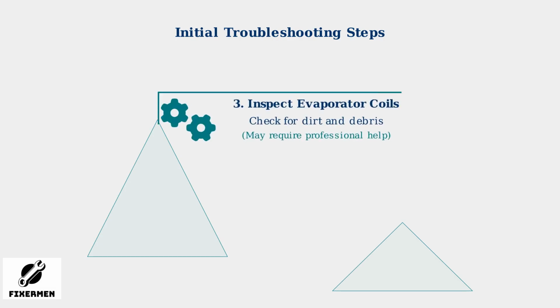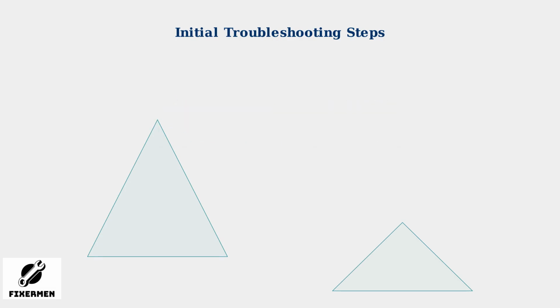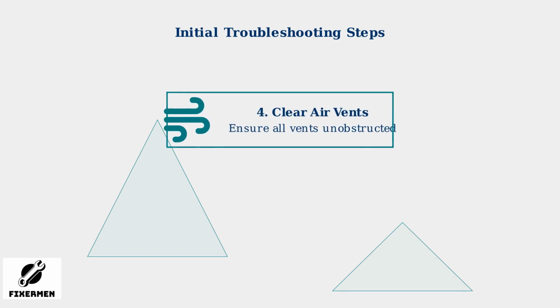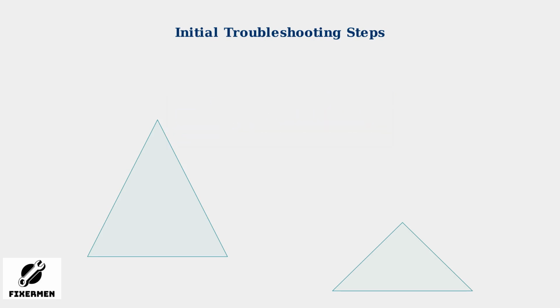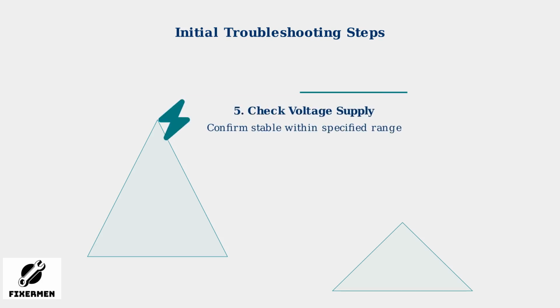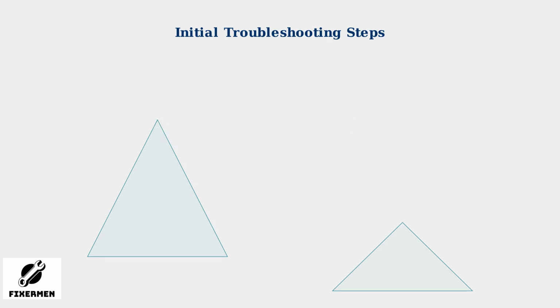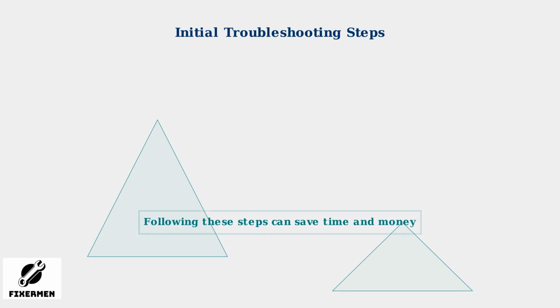Inspect the evaporator coils for dirt and debris. If they're dirty, cleaning them may require professional help to avoid damage. Ensure all air vents are clear and unobstructed. Blocked vents can restrict airflow and trigger overload protection. Finally, confirm that the voltage supply to the unit is stable and within the specified range to prevent electrical overload. Following these initial troubleshooting steps can save you time and money by resolving the issue without a service call.